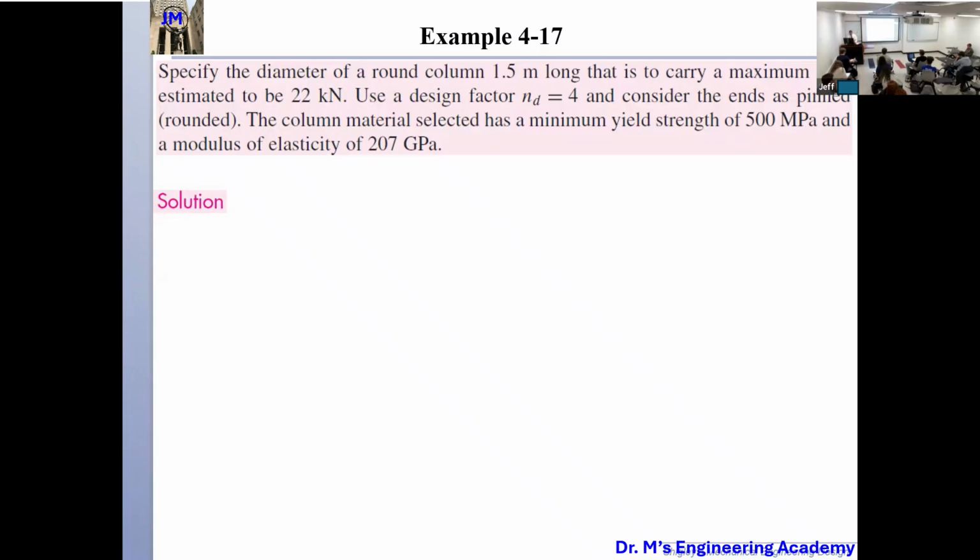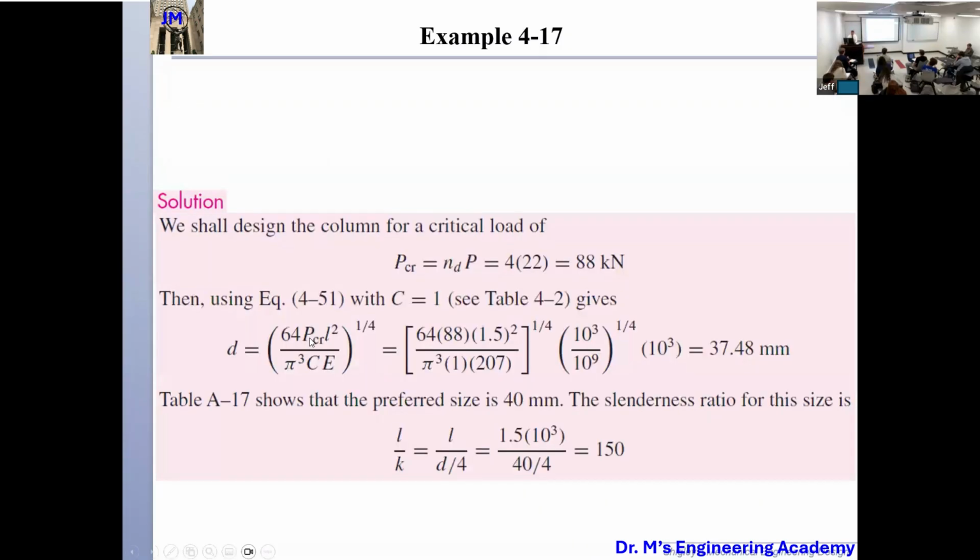So how to solve the problem: there is a design factor here. We shall divide a column's critical load, P critical, by P, the maximum load. I want this safety factor to be 4. Why do I define this? I want to use a critical load that is 4 times the maximum load.